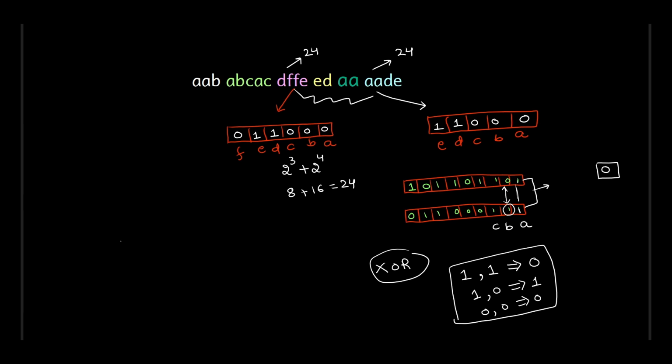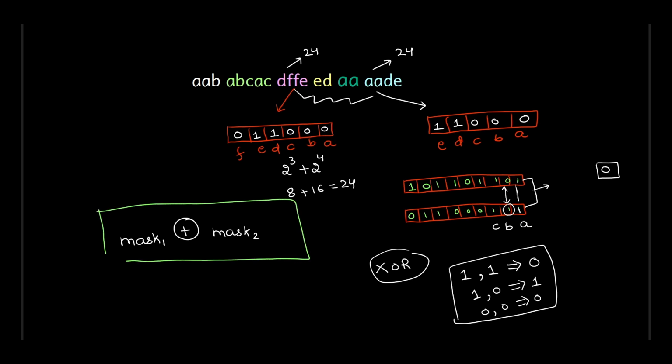You just take the first element, which is mask 1, and the second element, which is mask 2, and then you apply the bitwise XOR operation on them to get the combined mask after their concatenation. So even though we have not solved the problem, we have reduced it down to a set of integers.